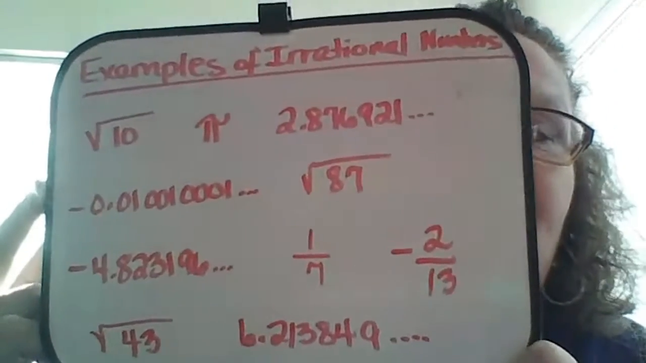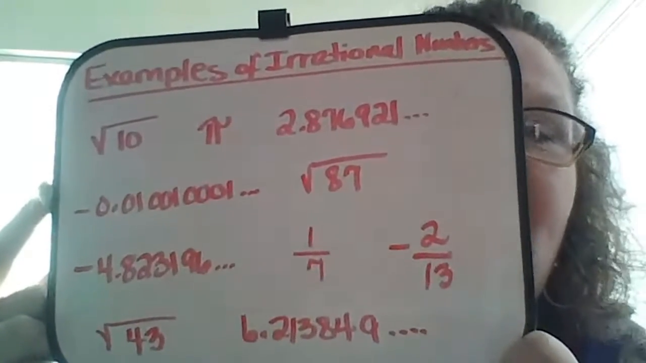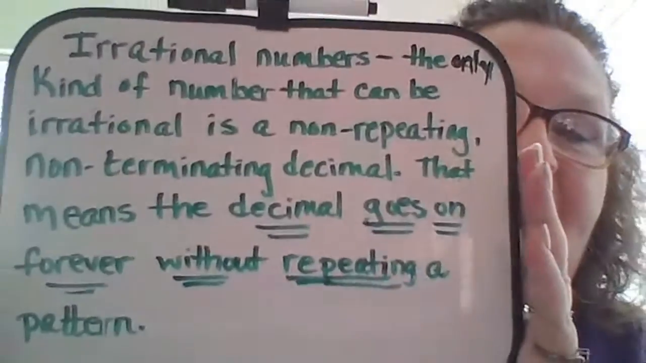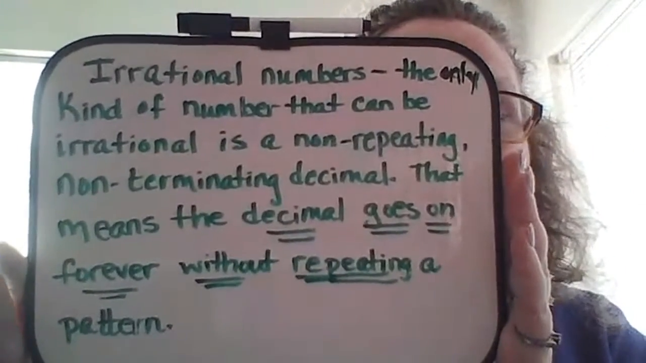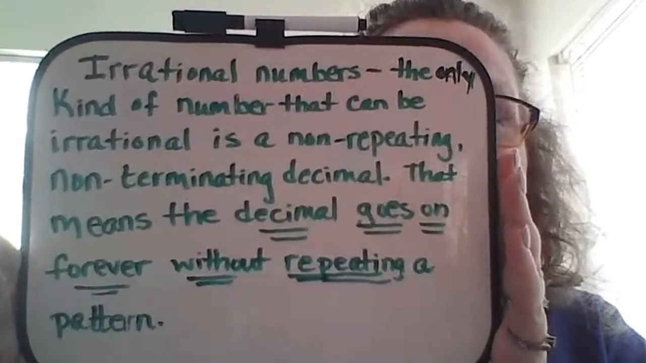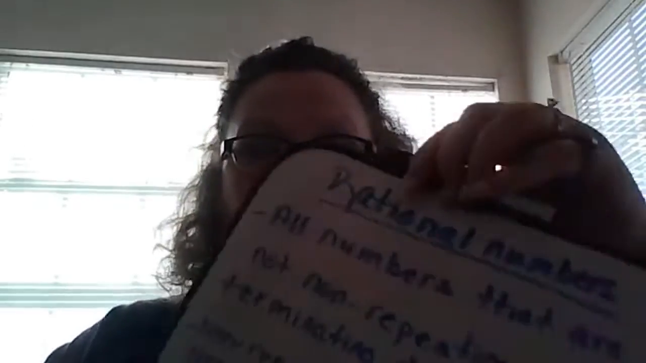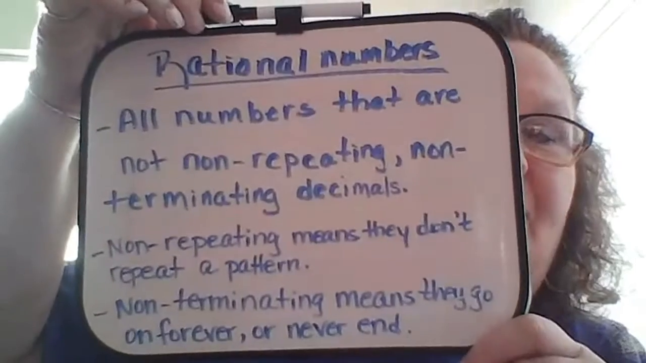So guys, you must remember when you're doing rational and irrational that there is only one kind of number that is irrational. That's the non-repeating, non-terminating decimal. It doesn't repeat the same numbers and it doesn't end. It will take up your whole calculator screen and the same numbers won't be repeated. That is the only thing that is irrational. All other numbers are going to be rational, okay? All numbers that are not non-repeating, non-terminating decimals.